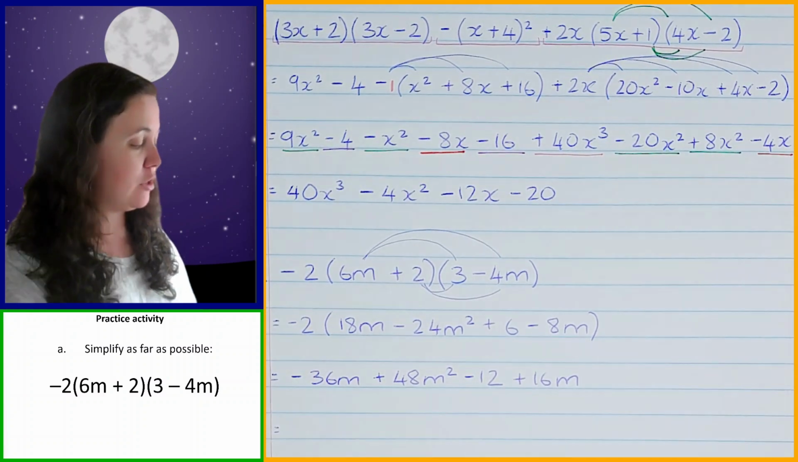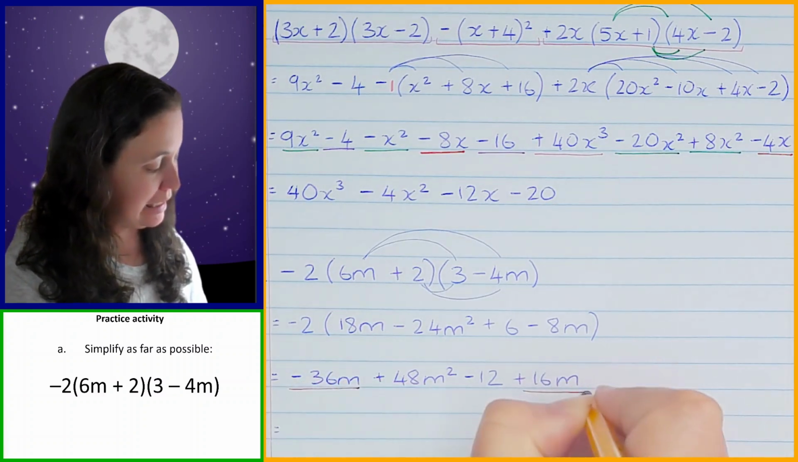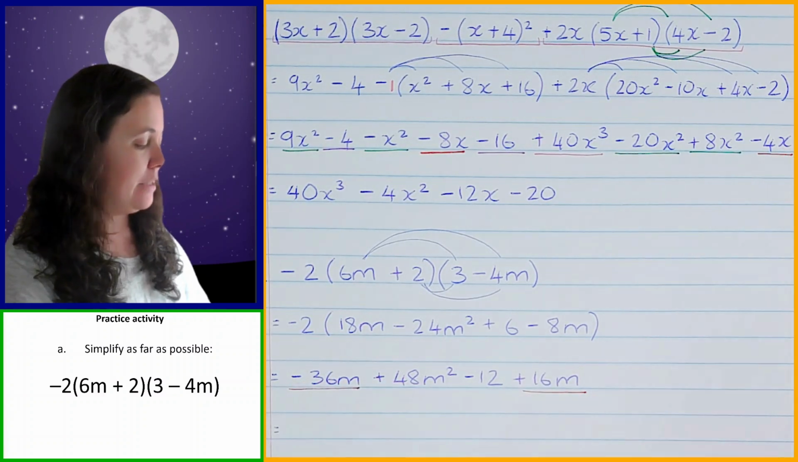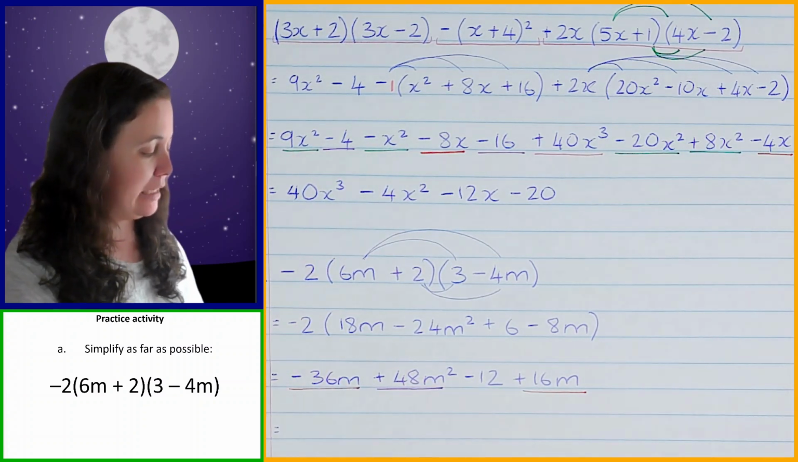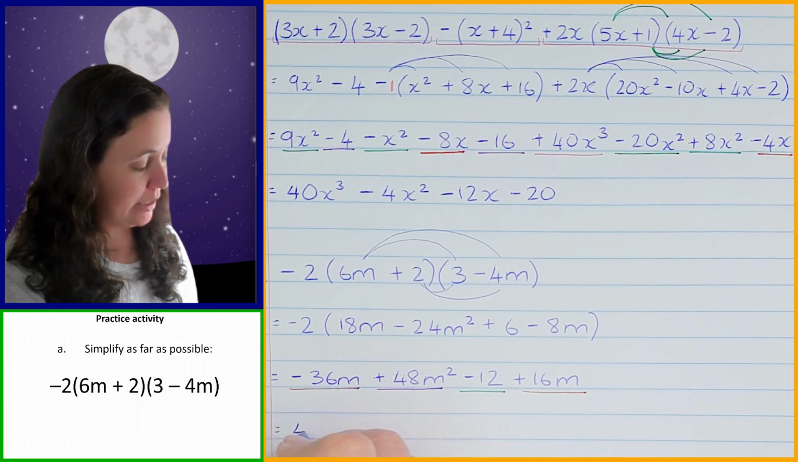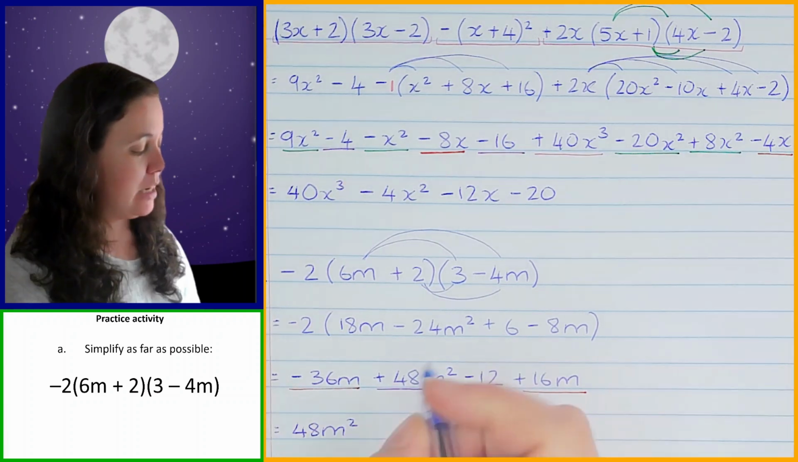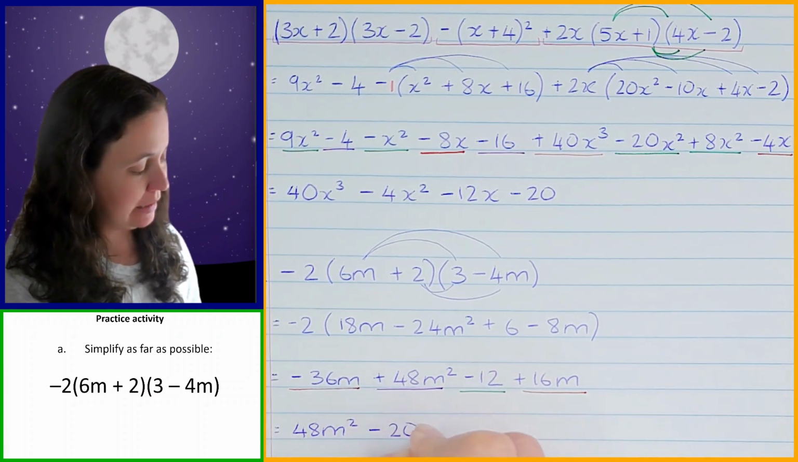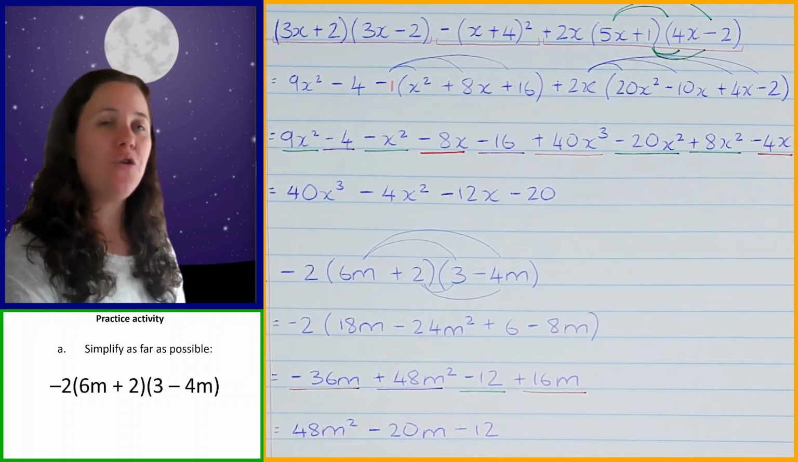So my like terms over here, I've got negative 36m and 16m, those go together. Then I've got 48m squared and I've got negative 12. Okay, so first I'm going to do the m squared because it's got the highest exponent. So I'm going to have 48m squared. Then I'm going to do my m's. So I've got negative 36m plus 16m. That gives me negative 20m. And then minus 12. Okay, so that's what we should get for question A.